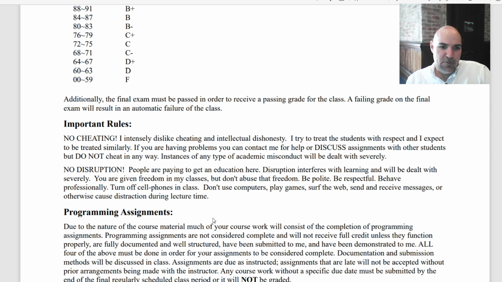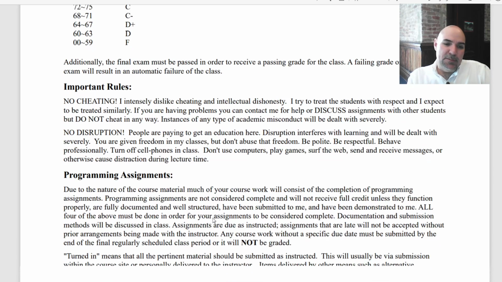The other important rule is no disruption. And that includes whether we're in class or on a Zoom meeting or something like that or in the exam. And so just be respectful. There are people paying to be in the class, paying to learn stuff. They want to learn the stuff. They want to be better people. So don't abuse your freedom and your position in that class and interfere with others. In other words, I give quite a bit of freedom to students. Don't abuse it.